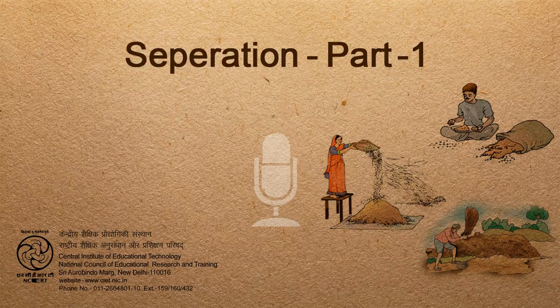Methods are many, but choices are some. The property of the mixture decides at once. Which property? Physical. Physical properties help us at once. Let us learn the methods one by one. Let us learn more about separation.